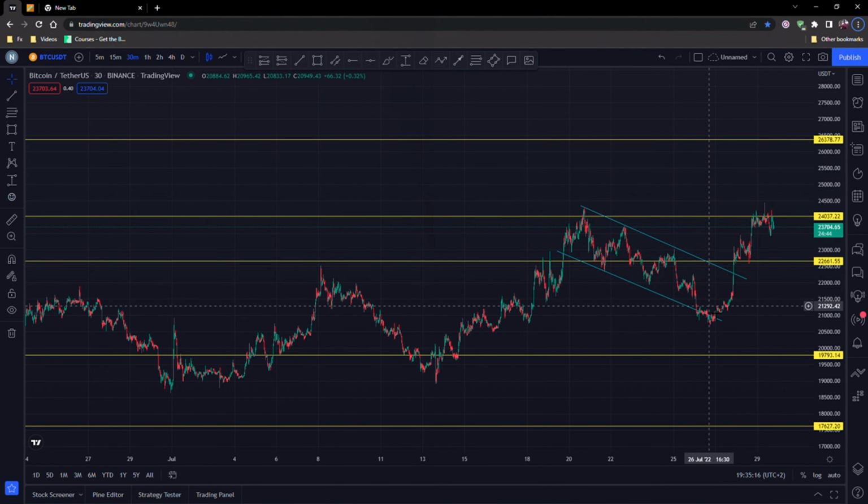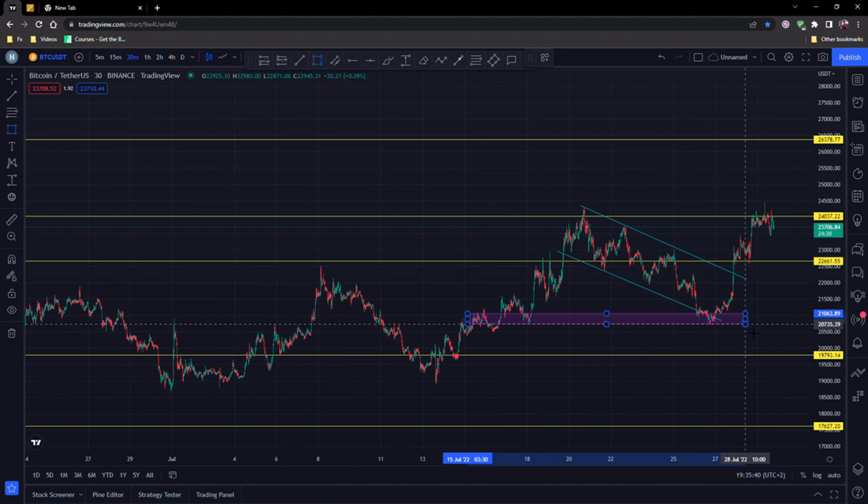Looking at Bitcoin, we can see we're now in that bearish channel, right? That's the resistance: first touch, second touch, third touch, first touch, second touch, third touch. As you can see, we're in that downward bearish channel. Now we gain momentum at this area right here. This was also an area of support, right?